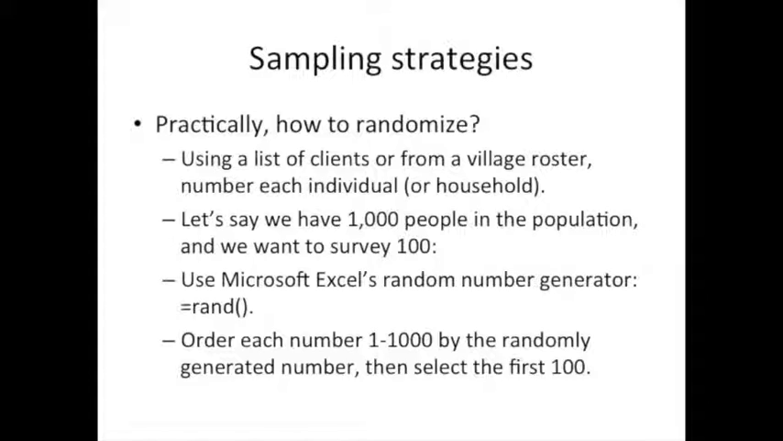You can use the random number generator on Microsoft Excel to do the random selection. So let's say there are 1,000 households in a village and you would like to select 100 to survey. You can simply number each person on the list, enter these numbers into Excel, then use the rand function to generate a random number that corresponds to each number, 1 through 1,000. Next, simply order the numbers by the randomly generated number and select the first 100 households.